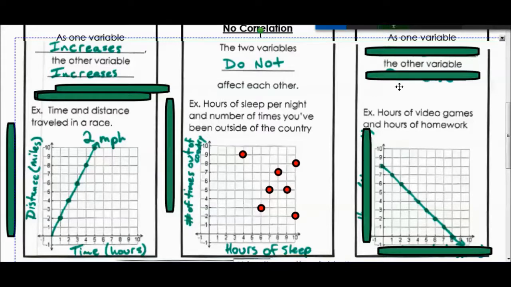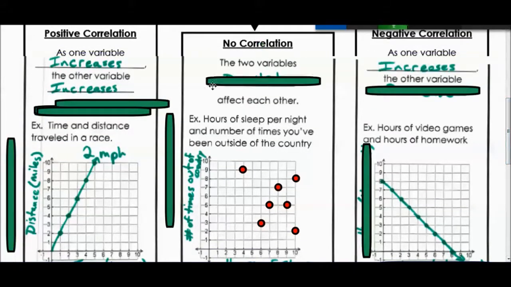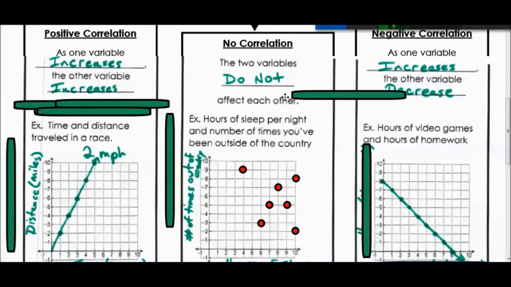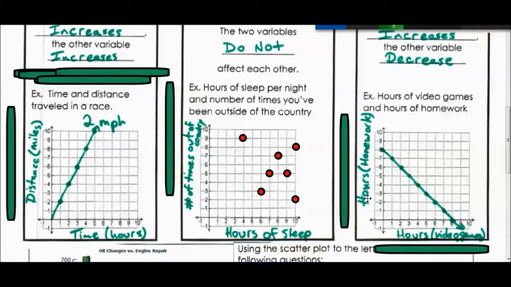The next example is a negative correlation. That means as one variable increases, the other one is actually going to decrease. So they're going to do opposite things. So this example is the number of hours of video games and the number of hours of homework. So as your video game hours increase, your hours of homework have to decrease.